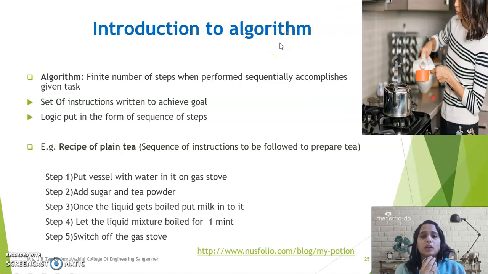Okay, very first thing, talking about the algorithm. Algorithm is what? A set of instructions which, when performed, give us a desired result. Or, in a proper definition, an algorithm is a finite number of steps which, when performed sequentially, accomplish a given task. Remember, two keywords are important here: the steps are finite, and they should be performed sequentially according to the numbering given.